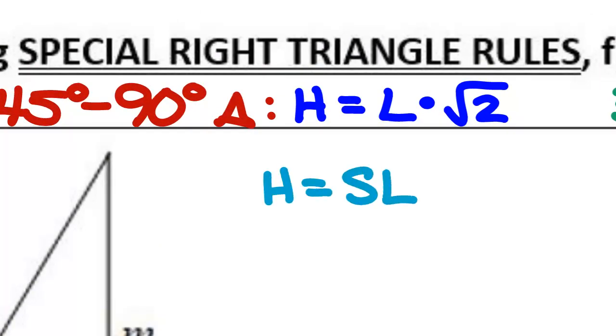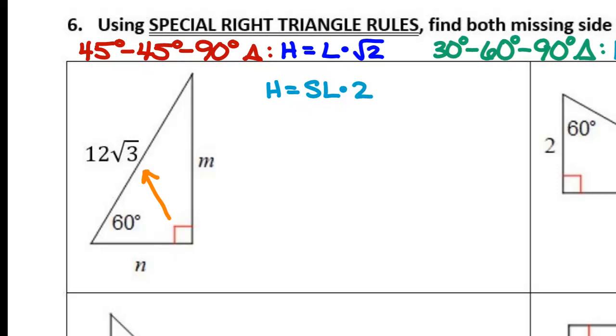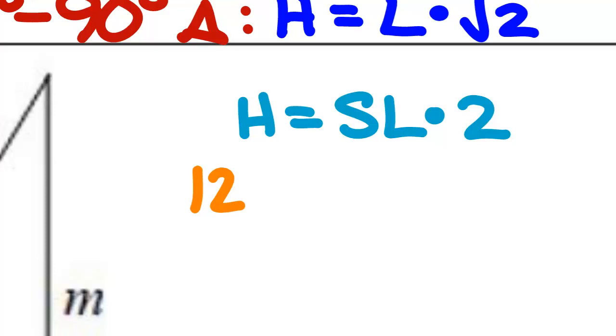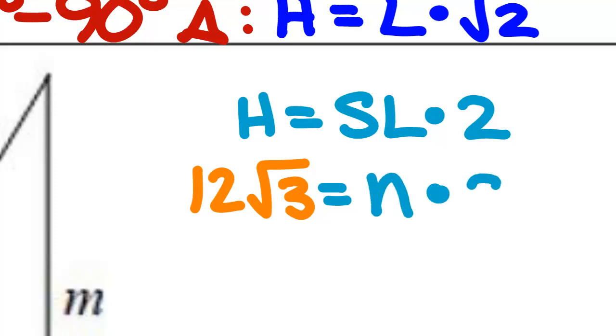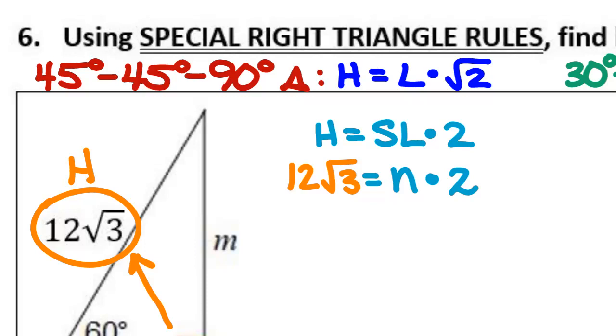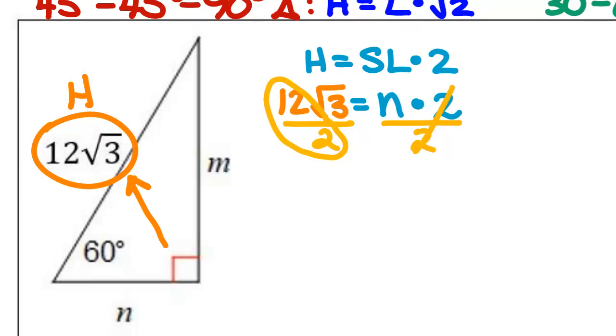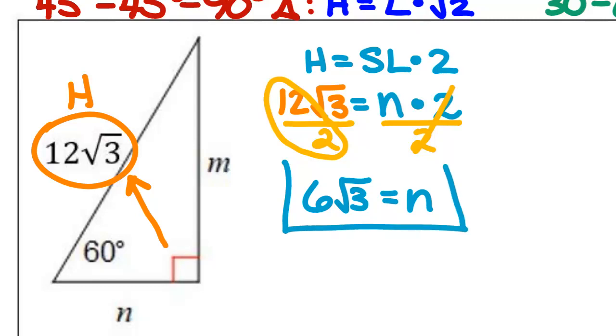All right, so hypotenuse is equal to the short leg times 2. This is opposite that right angle, so this is my hypotenuse. So 12 square root of 3 is equal to, they're calling the short leg n, so n times 2. We divide both sides by 2 so that we can get n by itself. And because these are both whole numbers, we have to divide those. 12 divided by 2 gives me 6. So that's why we get 6 square root of 3 for the short leg n.